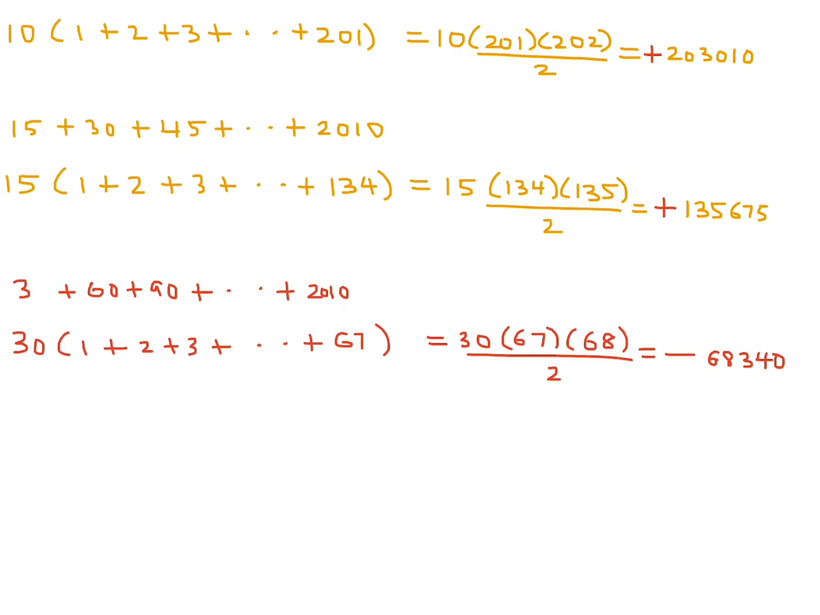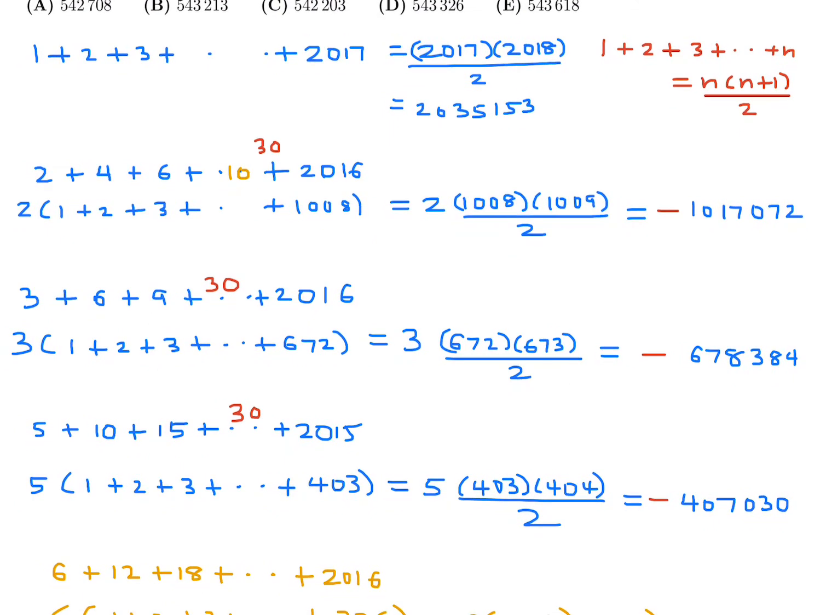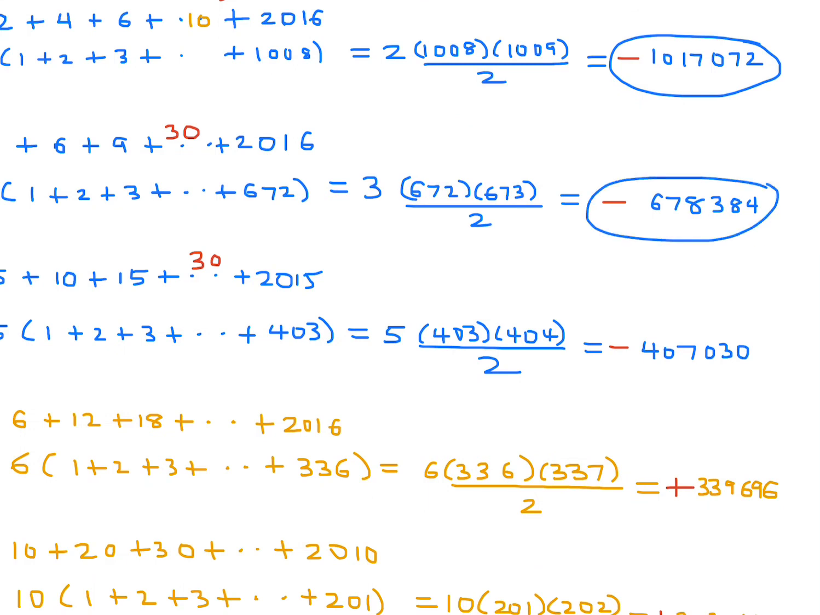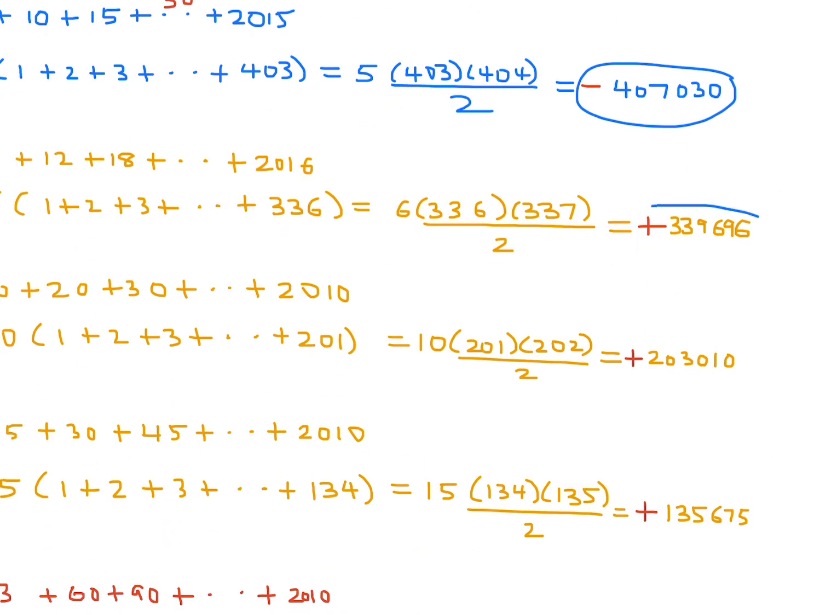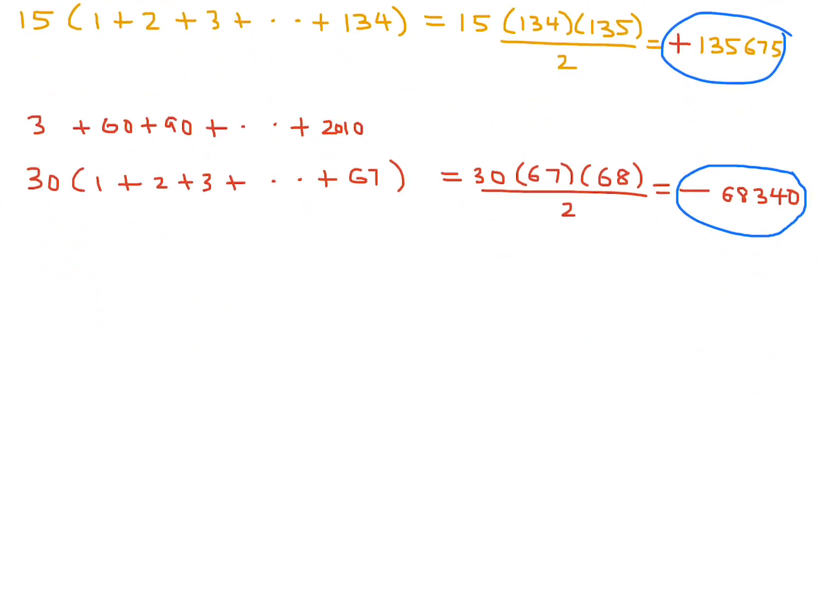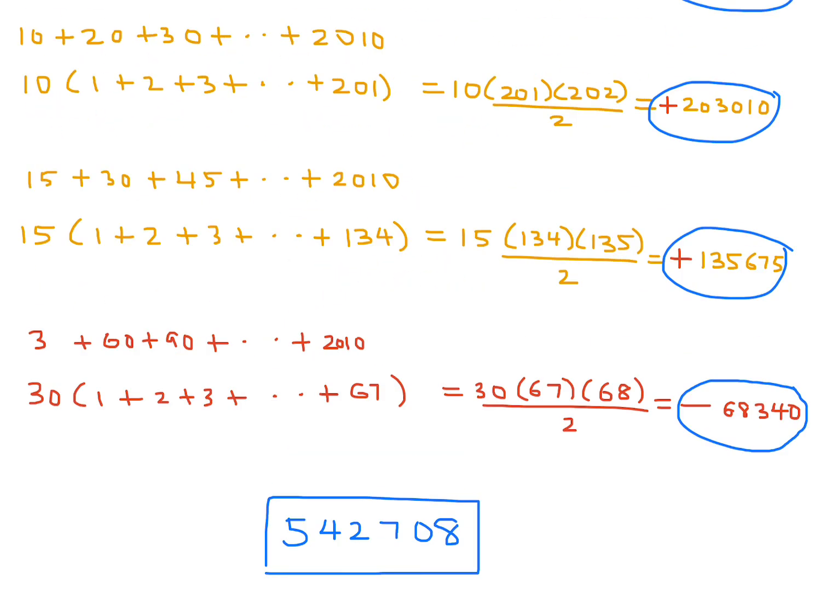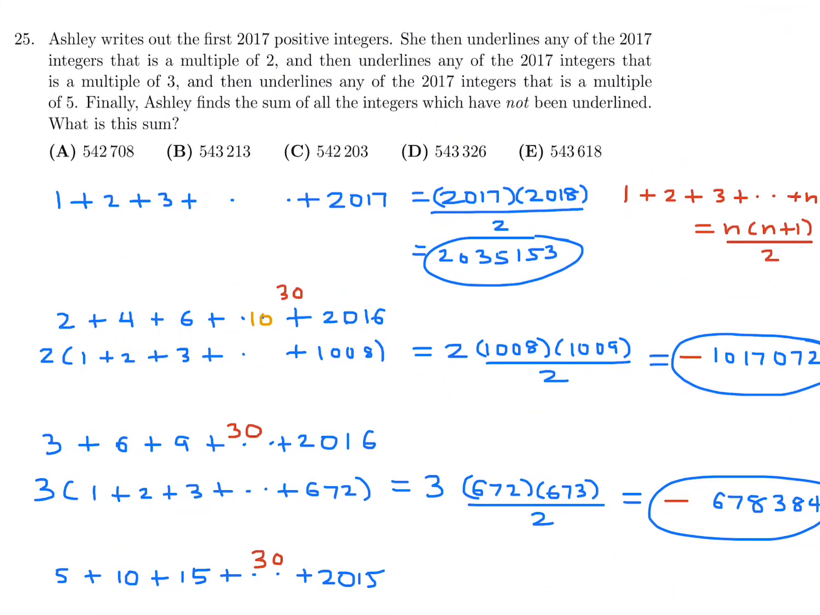Okay, now we've got all our numbers. We have to add them all up. We'll add and subtract. So we have this one, subtract that one, subtract this one, subtract this one. Then we have to add this, add that, add this, and finally, we have to subtract this. And when you do all that math, you get 542,708. That is your number. 542,708. And that is choice A for number 25.